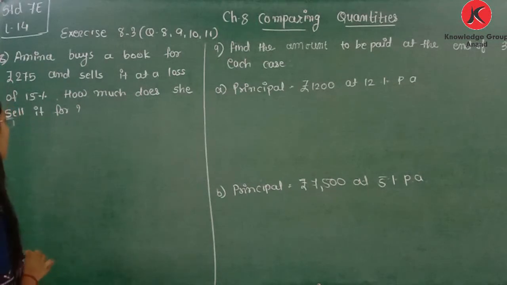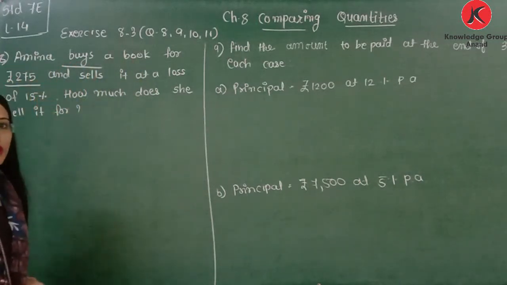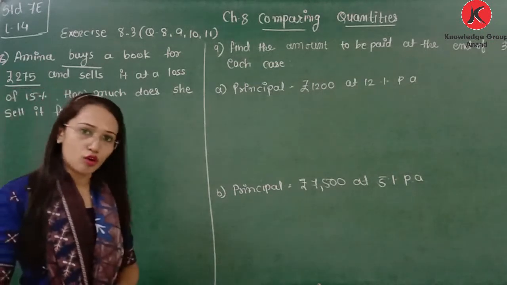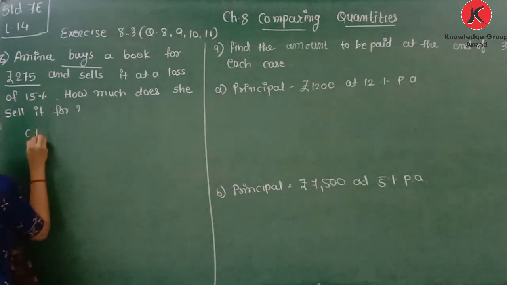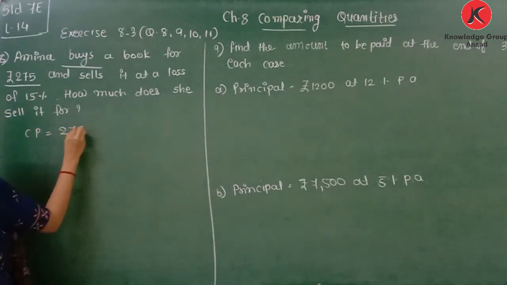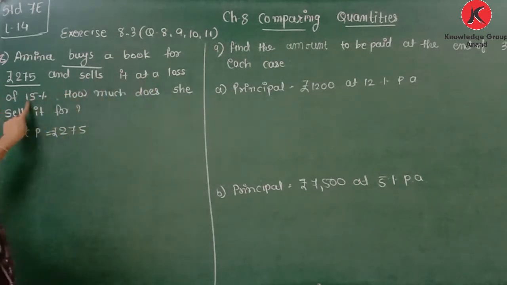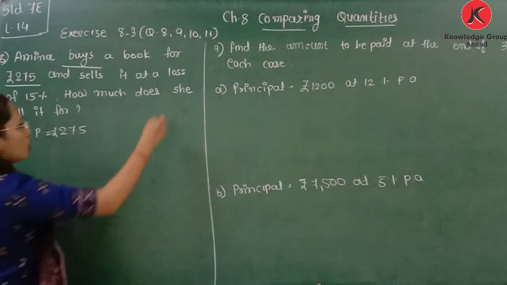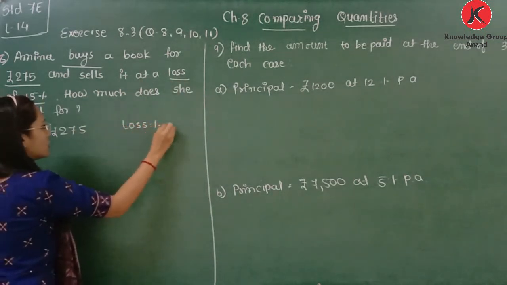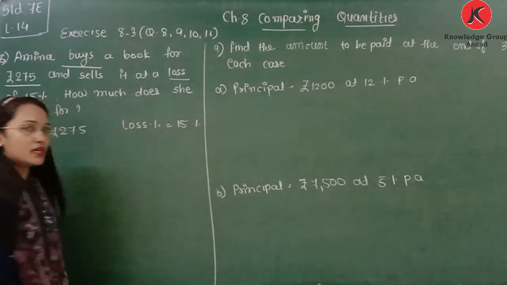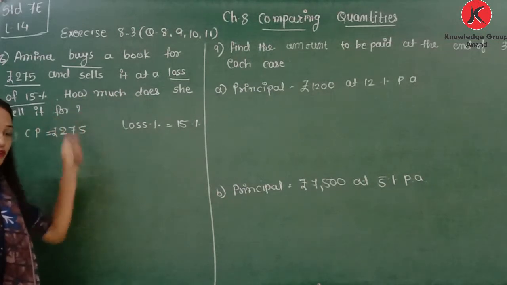Okay. So here first you can see, buys a book for rupees 275. Buys means it is a cost price. Buying price means it is a cost price. So we can write cost price is 275. Sell it at the loss of 15%. So here loss is there. So we can write loss percent is equal to 15%. So loss percentage is given. How much does she sell it for? So we need to find the selling price.